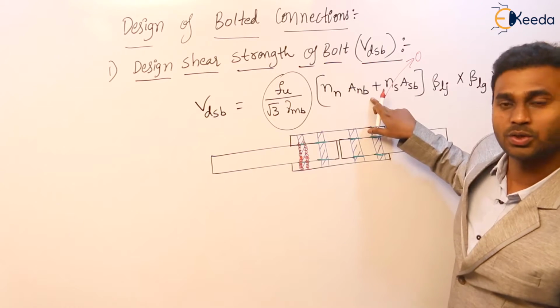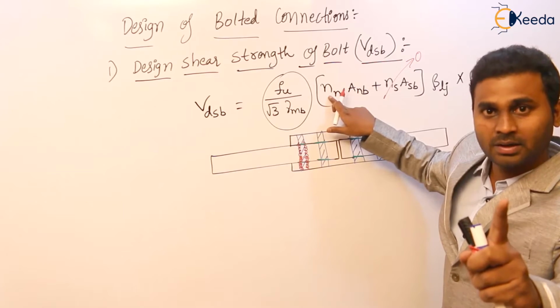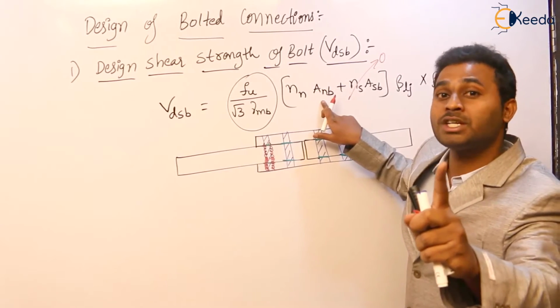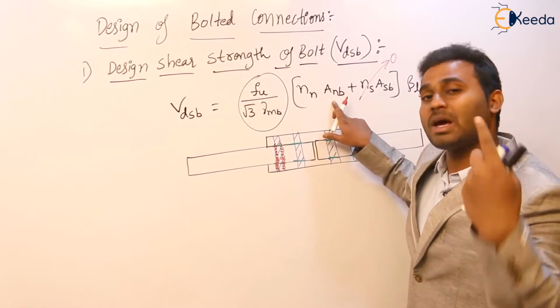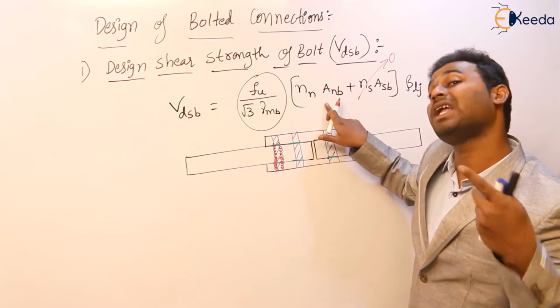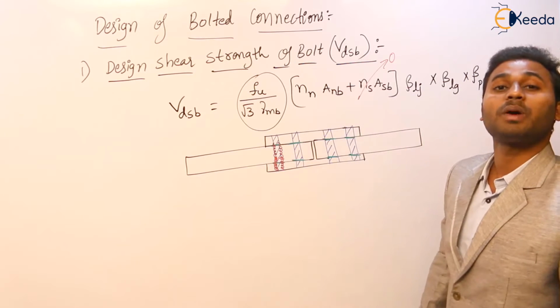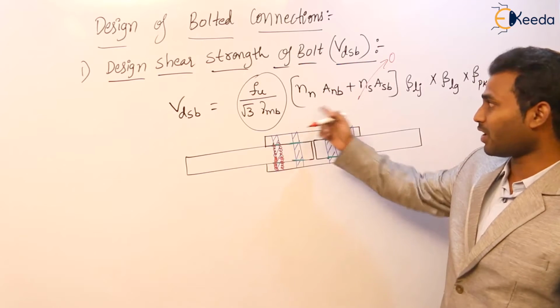Tell me yes or no? If it is a single cover butt joint, the number of shear planes is only one, and the area to be considered is 0.78 into pi by 4 d square. If it is a lap joint, again one shear plane, 0.78 pi by 4 d square. If it is a double cover butt joint, 2 into 0.78 pi by 4 d square. Yes or no? So this is how the formula is going to be modified.